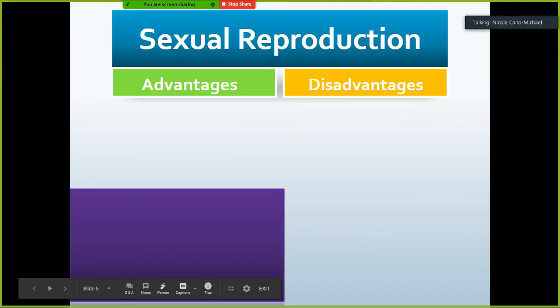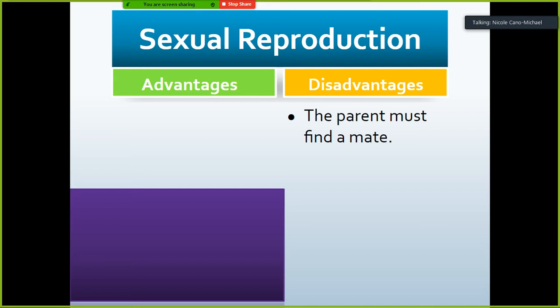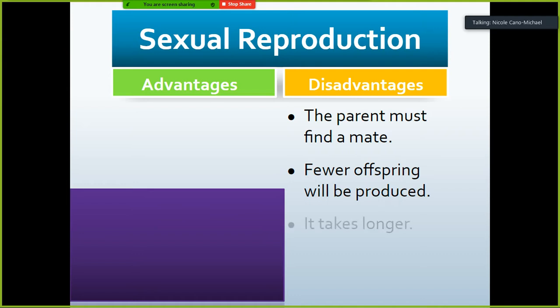So there are advantages and disadvantages to sexual reproduction. The disadvantage is this process is going to take a while because the parent has to find a mate. Also, fewer offspring are going to be produced. For example, it takes almost an entire year to make one human baby. Cats have about a 4-month gestation period. To make what, 4 or 5 cats, it takes 4 months. A bacteria can reproduce in a matter of hours, from 1 to thousands. And sexual reproduction just takes longer.